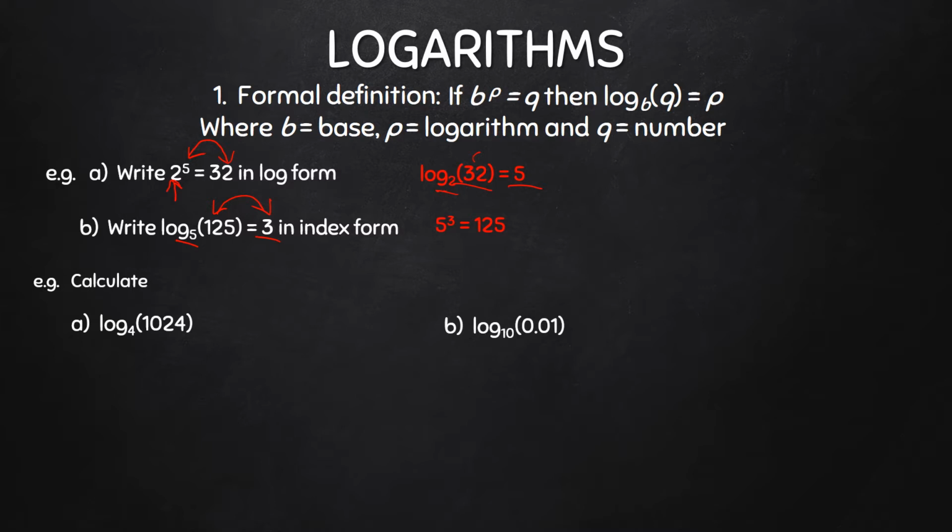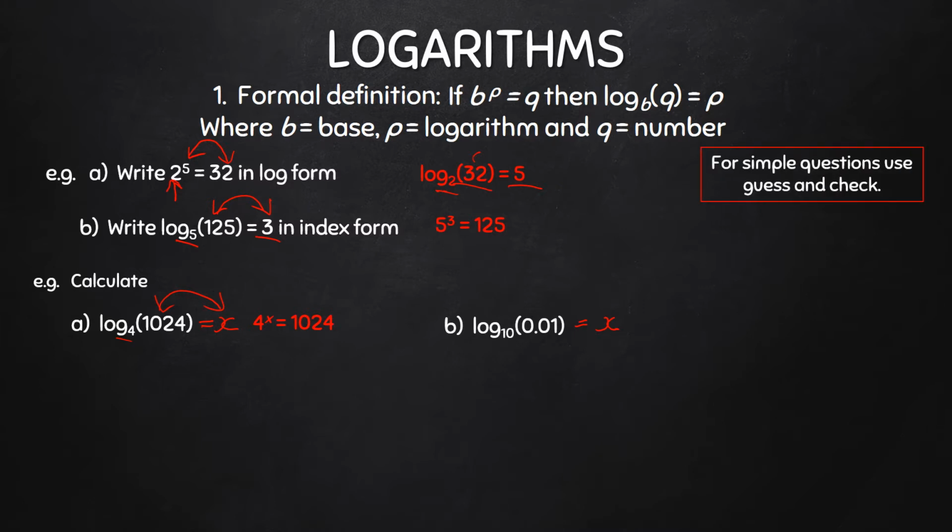So if we're going to do these ones here, calculate them, put it equal to x. Put that one equal to x as well. So now we've got 4, which is our base, to the power of x, because these are swapped over, equals 1024. Now with some of these, we actually just guess and check. If we keep going on the calculator, 4 times 4 times 4 times 4, what we'll eventually find is that x is equal to 5. So 4 to the power of 5 equals 1024.